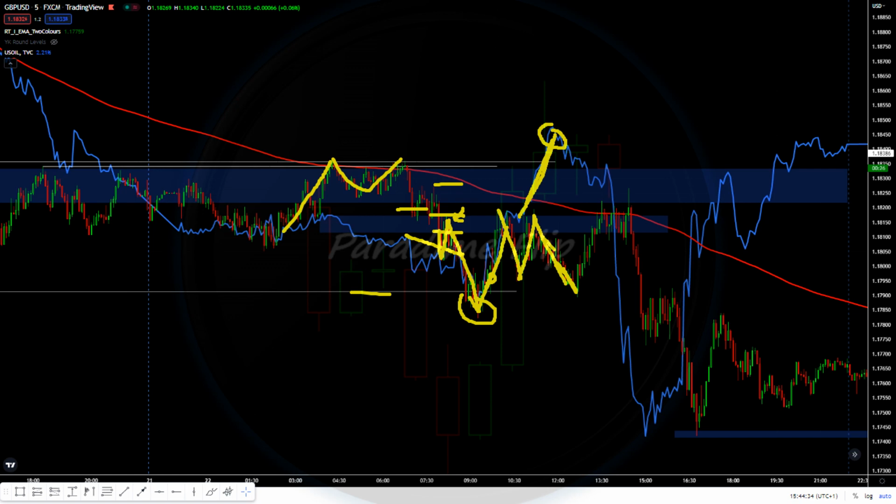Once price made this low and took out this low, and I saw this rejection, I closed my sell trades and I actually took a scalp trade from this area with a stop below this level.